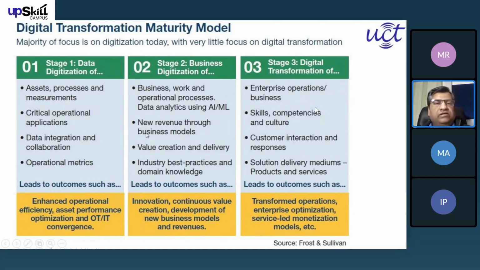The second one is business intelligence, where AI and ML would be used. The third one is towards the overall enterprise level for the top management: how the operation and business have to function, how skills and competency have to be developed, and how customer interaction and response have to be defined. All these things would be done in the third stage. When we plan, we have to start from the third one, then come to the first one, and then the second one. But when we implement, it goes in this other order.